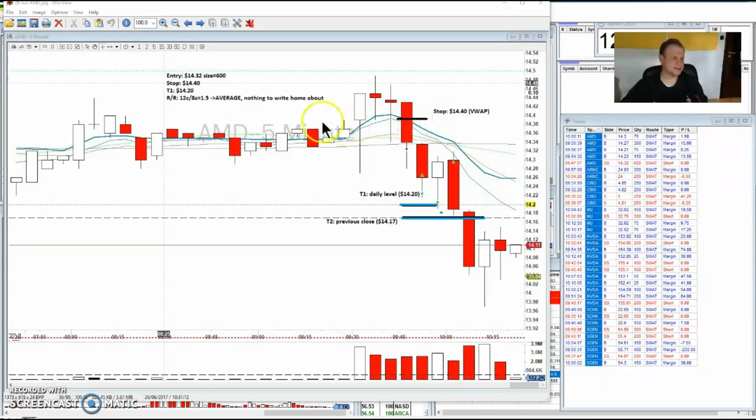My stop loss, as I said, was 8 cents. So here you have an idea of how I did. My entry was $40.32. My stop loss was at $40.40, so 8 cents above. My profit target was $40.20, as I've mentioned here.